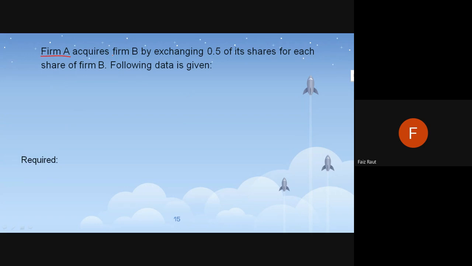Firm A is the acquiring company and firm B is the target company. It is acquiring firm B by exchanging 0.5 of its shares for each share of firm B. That means firm B gives one share, and in return they get 0.5 shares, that means half. How will the calculation work? If you give two shares, you will get one share. So 2 on this side, 1 on this side. So that is what is already given. You don't need to find out what the exchange ratio is. It is already given.